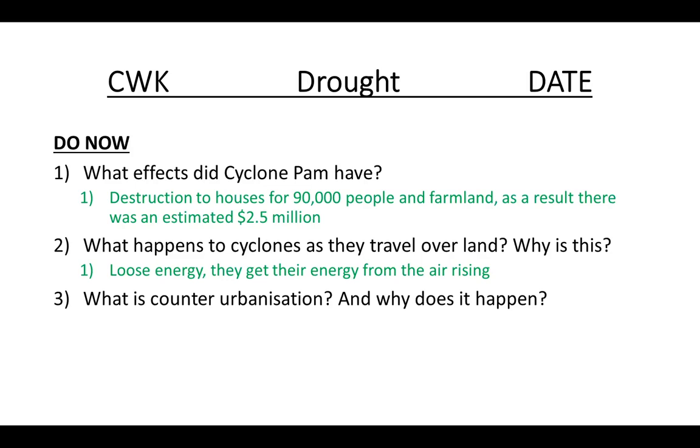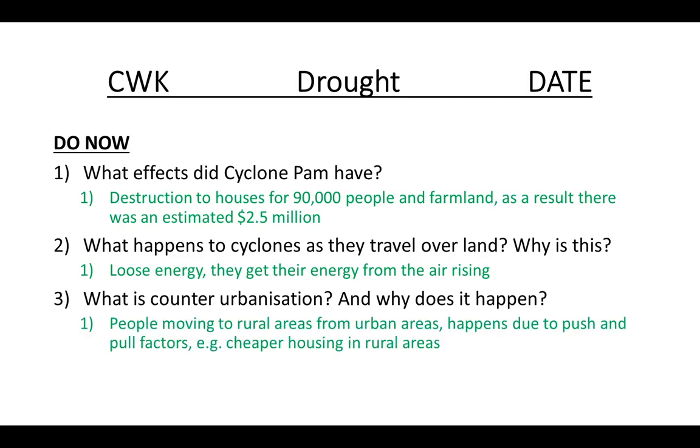Finally, what is counter-urbanisation and why does it happen? Counter-urbanisation is the process of people moving from urban or town areas to the rural areas or the countryside. So counter means sort of opposites, the opposite of urbanisation. Why does this happen? Well, there are many different possible reasons, push and pull factors, but a common reason would be the fact that housing can be much cheaper in rural areas than it can in urban areas.